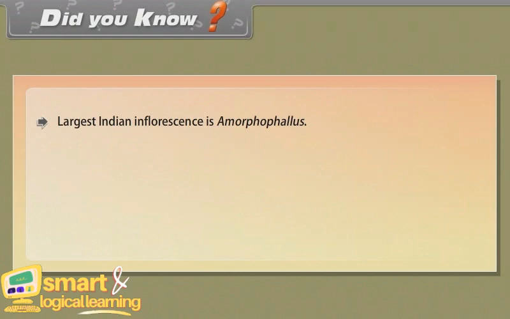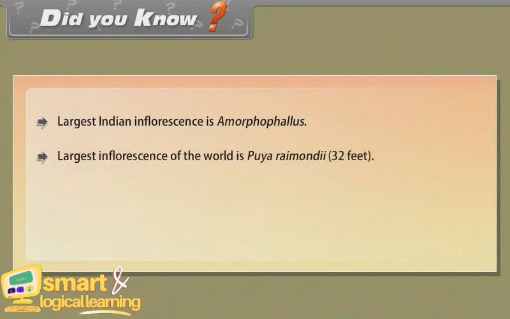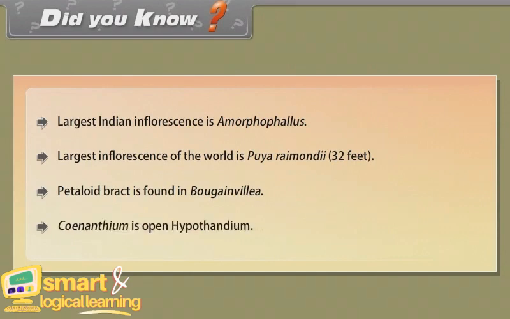Did you know largest Indian inflorescence is Amorphophallus? Largest inflorescence of the world is Puya raimondii, 32 feet. Petaloid bract is found in Bougainvillea. Cyathium is an open hypanthodium.